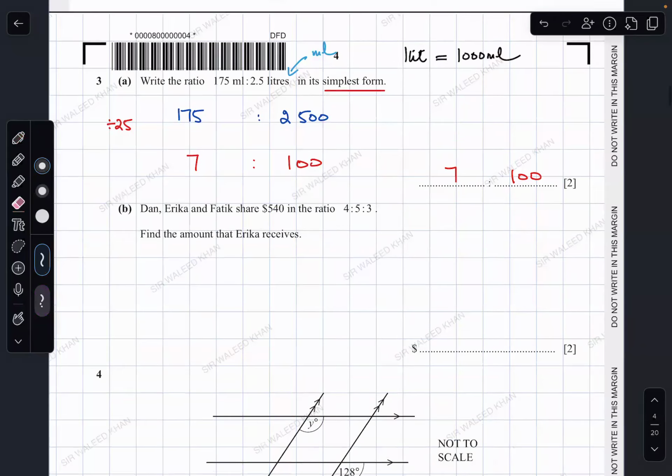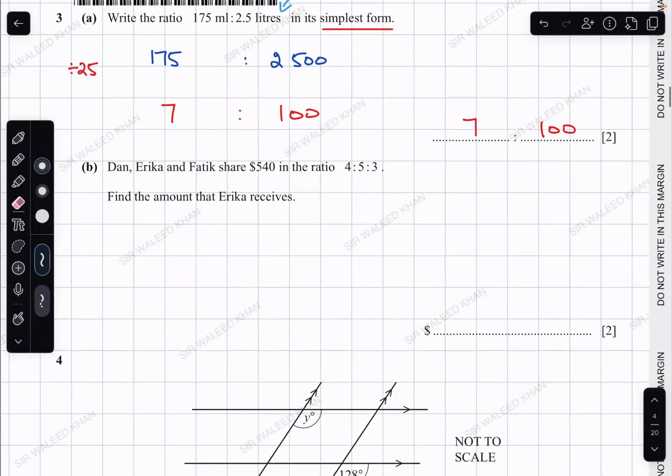The simplest form. Dan, Erica, and Fateh share $540 in the ratio of 4:5:3. Find the amount Erica received.